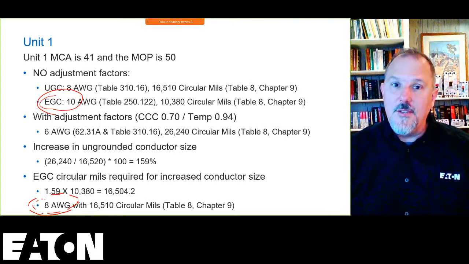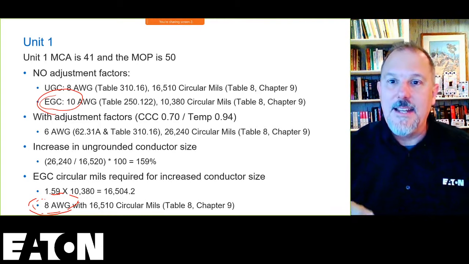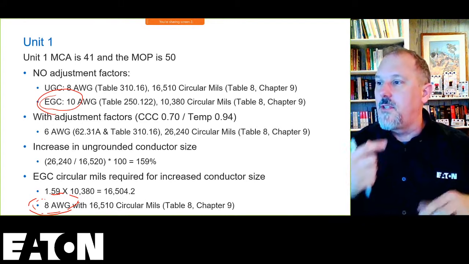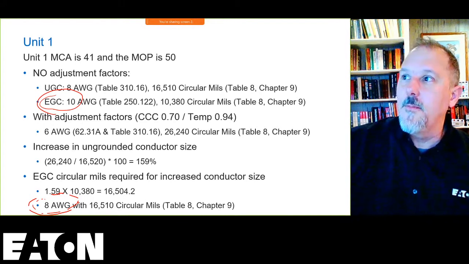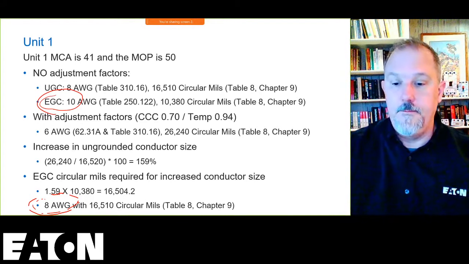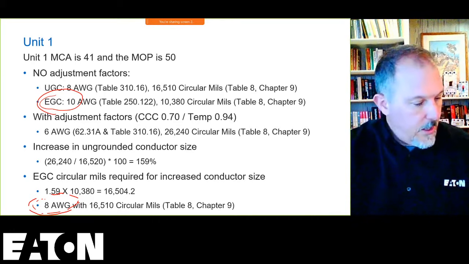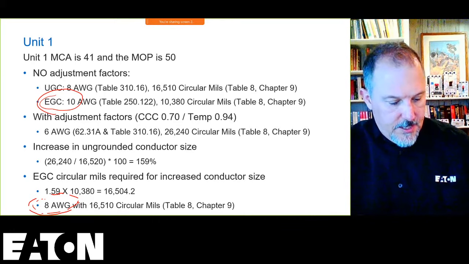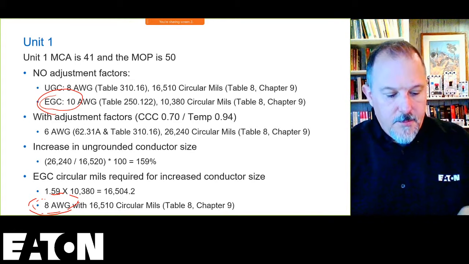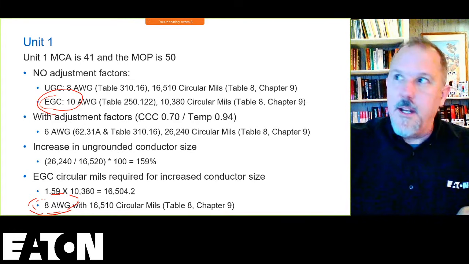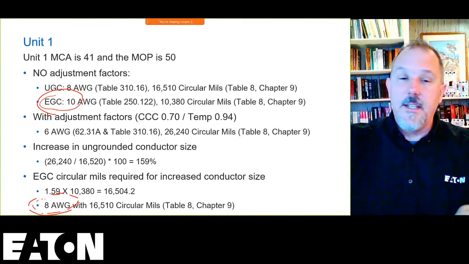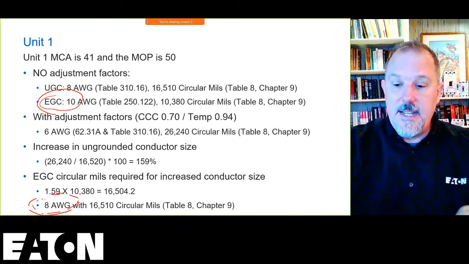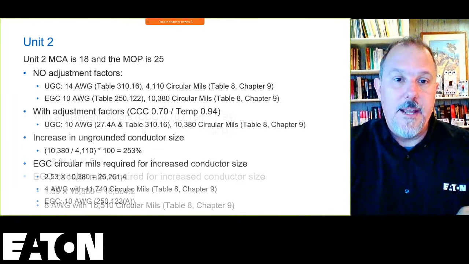250.122 mentions that it's based upon the ampacity, which is based on the conditions of use, which includes that. So you wouldn't use a number 8. You could use a number 10. And let's take a look. Hold on. Number 10. I've got a number 8. I don't have to go anything greater than a number 8 than my ungrounded conductor size. I can go smaller. And in this case, I'm using a number 10.